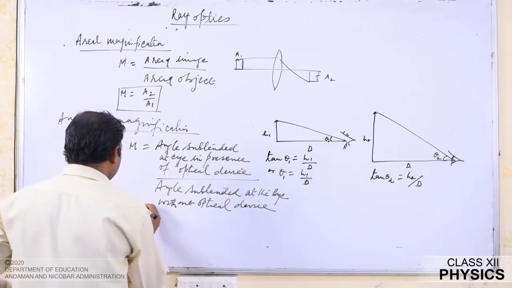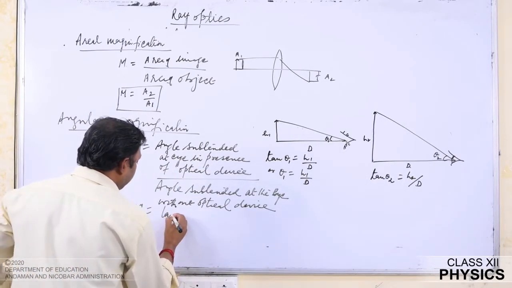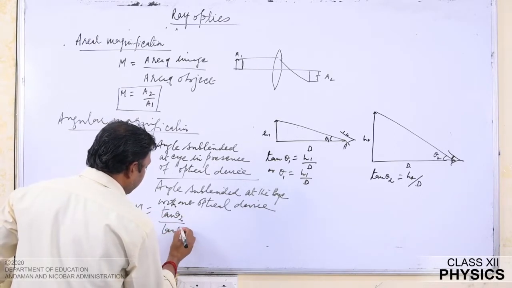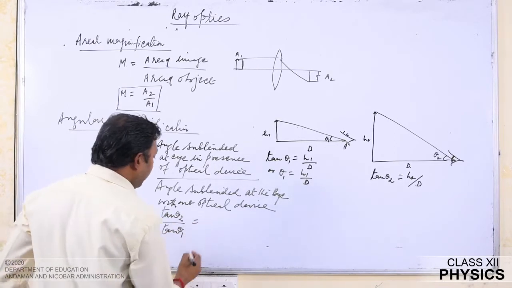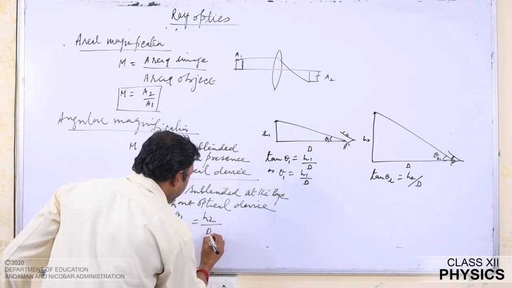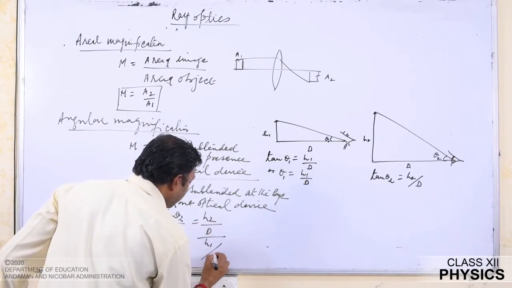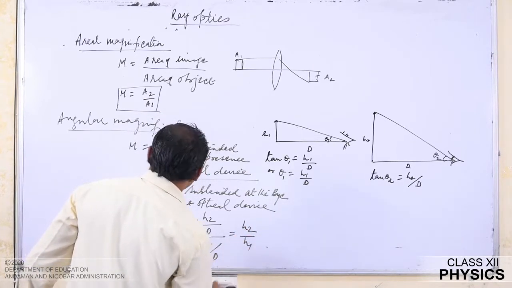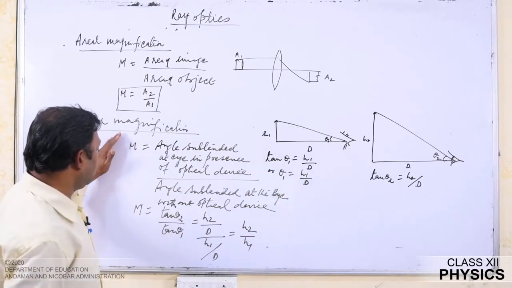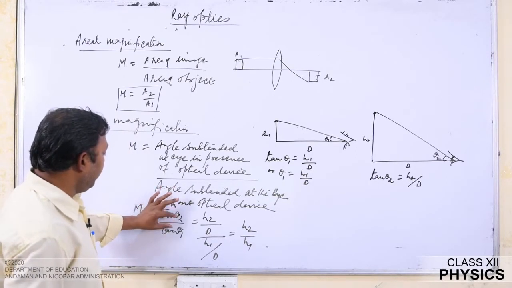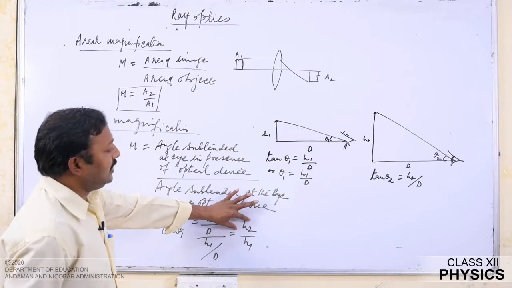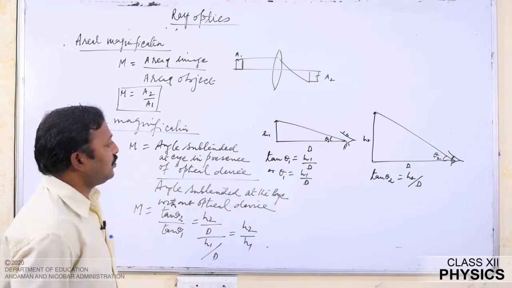So magnification is equal to tan theta 2 divided by tan theta 1, or it will be h2 by d divided by h1 by d. The d gets cancelled, finally you will get h2 by h1. So the angular magnification is given by tan theta 2 divided by tan theta 1, which is again equivalent to the linear magnification h2 by h1.